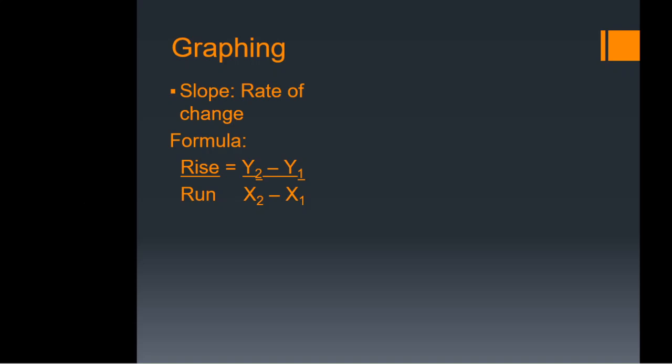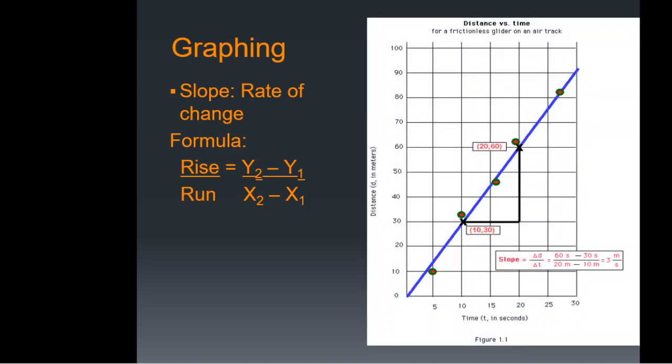So the slope tells me how something changes compared to something else. And if you remember, slope is rise over run, and it's y2 minus y1 over x2 minus x1. So that is how we find the rate of change. This is a graph of something that gives me change.